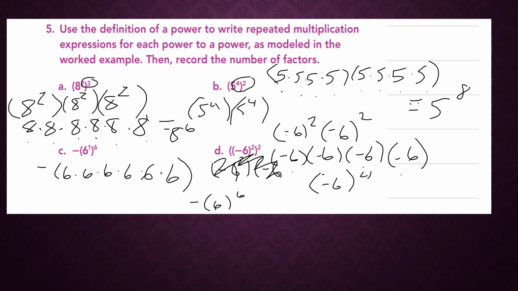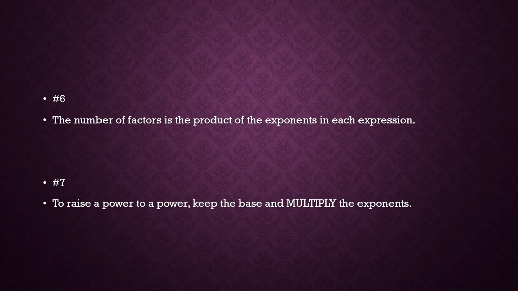Letter C, those were our exponents, and the number of factors we had was 6. And for letter D, the number of factors we had was 4. Do you see the pattern? The number of factors is the product of the exponents in each expression.